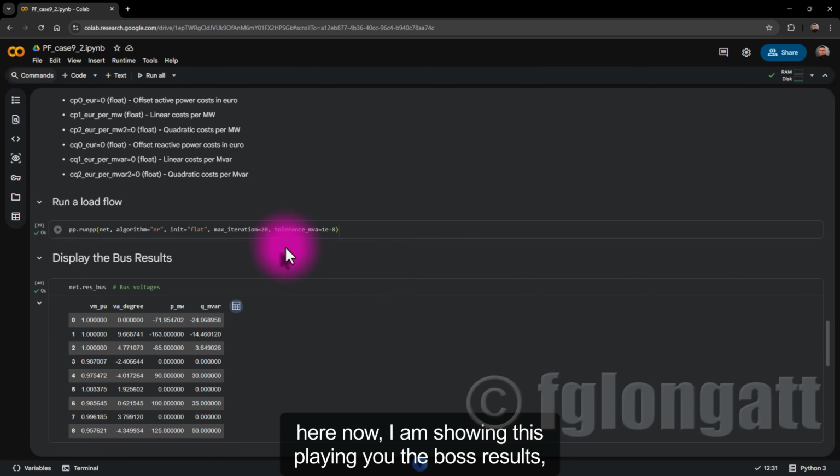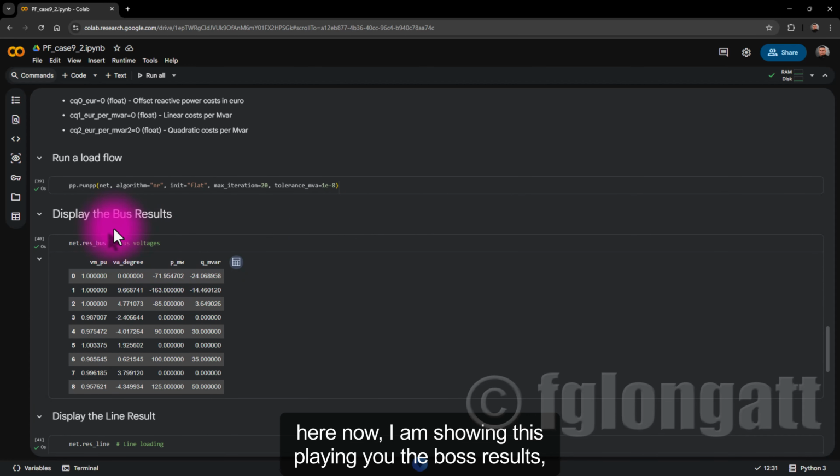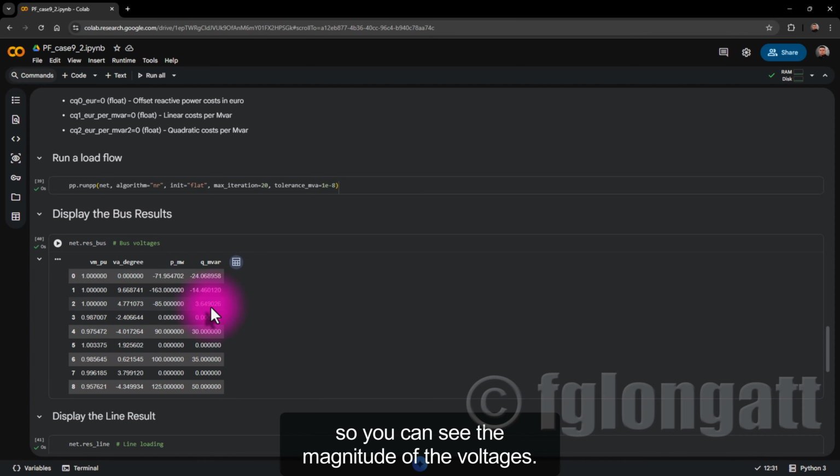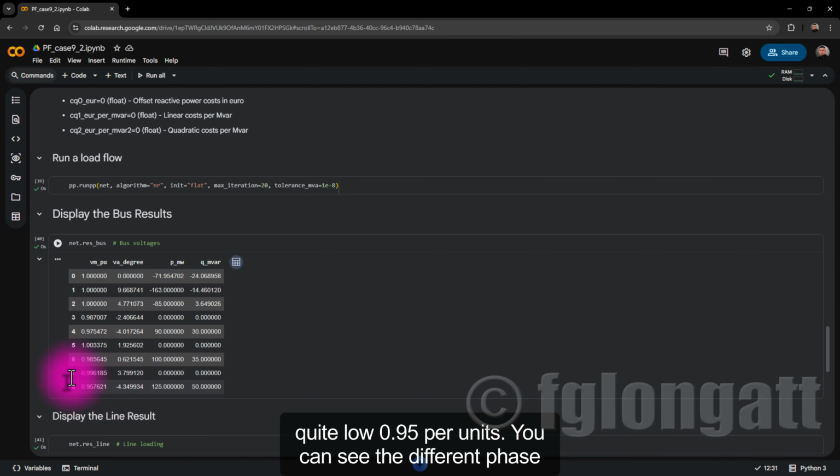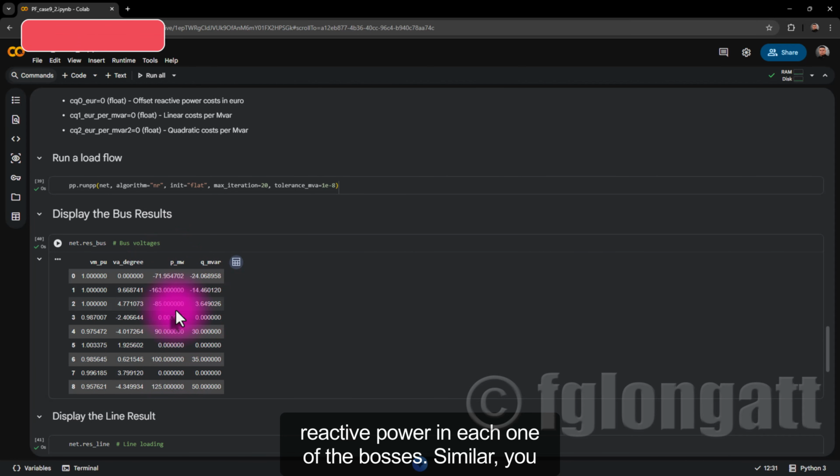Over here now, I am displaying the bus results. So you can see the magnitude of the voltages. There is one bus bar, number 8, that is quite low, 0.95 per unit. You can see the different phase angles in degrees, and also the power flow, the active power and reactive power in each one of the buses.